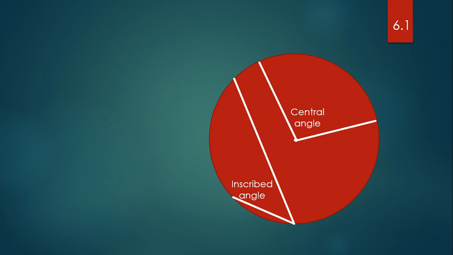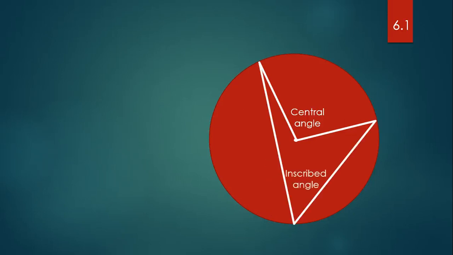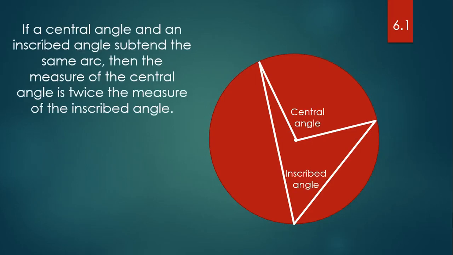Now take a look at those endpoints. If we take the endpoints on the inscribed angle and we make them the same endpoints that we have on the central angle, then we've got a relationship that will always be true, which is if this central angle and the inscribed angle subtend the same arc, which means those endpoints for each of those line segments are shared, then the central angle's measure is always going to be twice the measure of the inscribed angle.